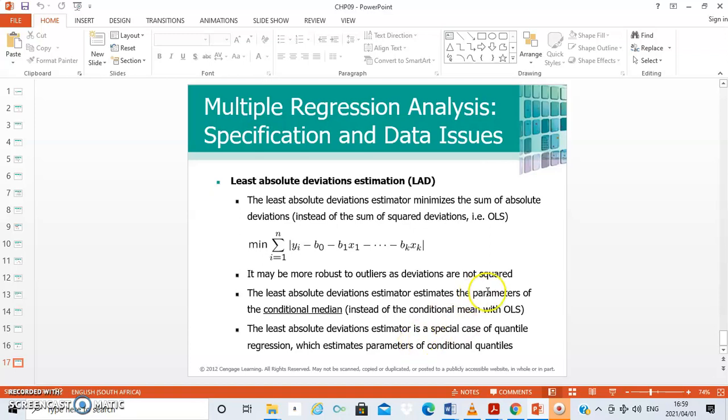So I'm going to provide some examples using eViews on how to do some of the things that we have explained within this chapter. So this marks the end of this chapter for now.